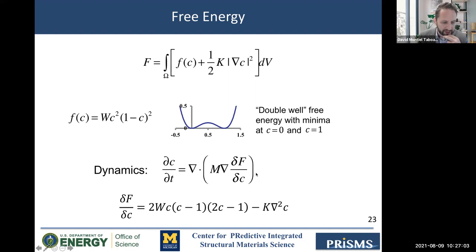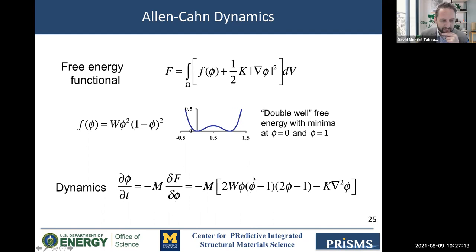And in the Allen-Cahn, the dynamics just tells you, I don't care about anything that's conserved, just give me the fastest path you can towards the minimum.